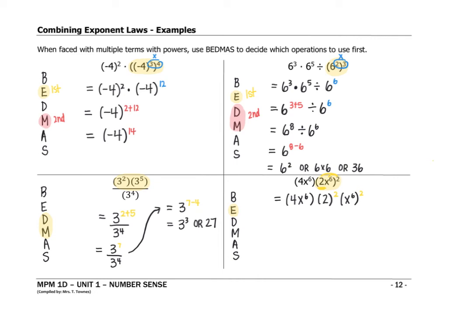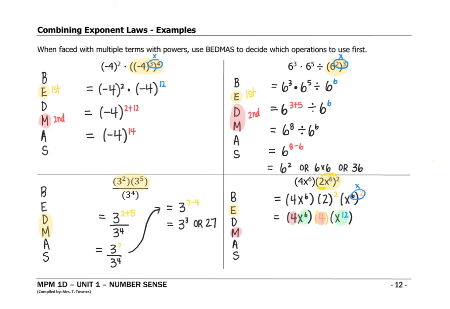So we'll leave the 4x to the power 6 alone, but we can change the 2 to the power 2 to being 4. And we know that when we have a power of a power, like this, the x to the power 6 all raised to the power of 2, that means multiplication will occur within the exponents. So we'll have x to the power of 12 there. Now we can simplify the expression by multiplying all of the whole numbers and multiplying the exponent pieces as well.